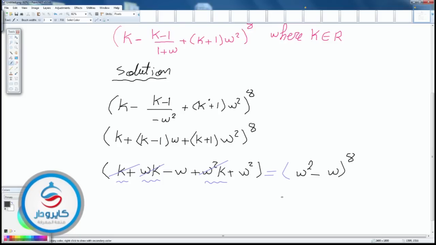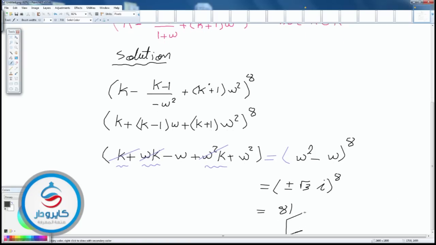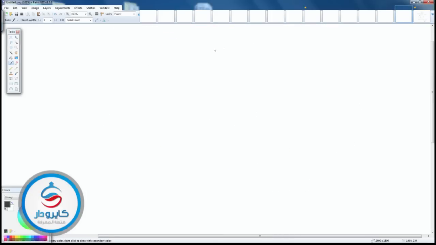As we know, omega square minus omega equals positive or negative root 3 i, all power of 8. So positive or negative and even power, it will be positive. Root 3 power of 8 equals 81. i power of 8 equals 1. Then the value is 81, and this is the answer of the question.